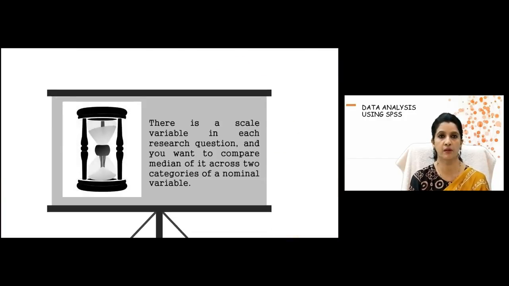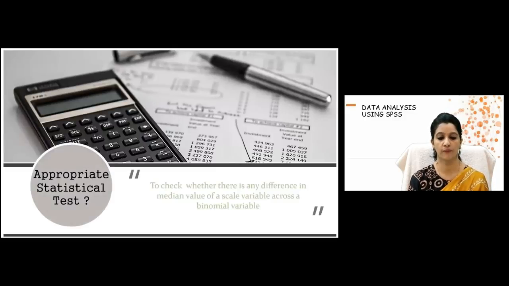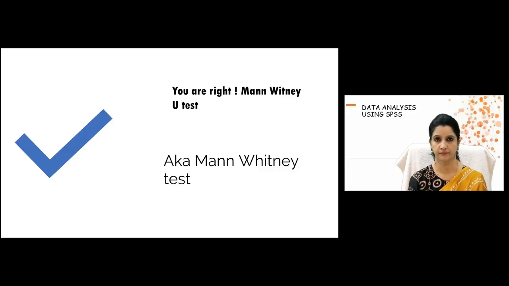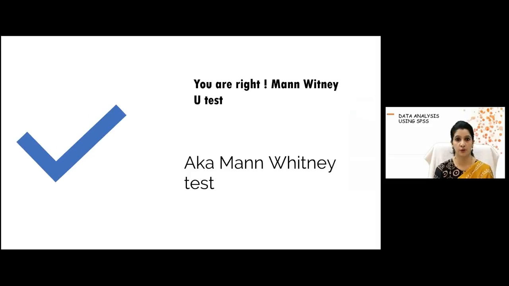So what have you observed in all these three cases? That this is a scale variable in all three research questions, and I want to compare it across the two nominal categories of the variable, like we have seen in the student t-test. So the appropriate statistical test would be a test which will check the difference of median value. Here we will use the term median: median value of a scale variable across a binomial variable. So you are right. The correct option is the Mann-Whitney U test.